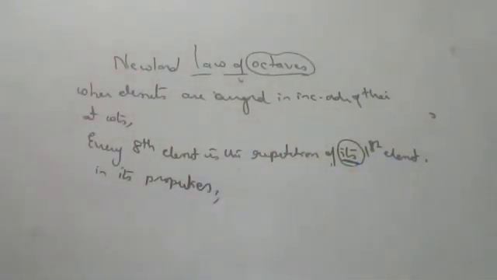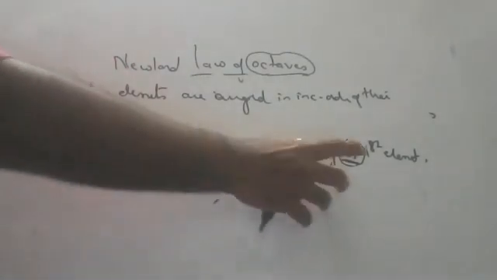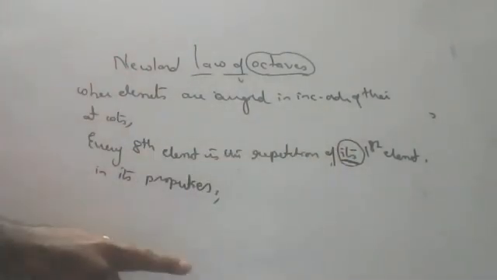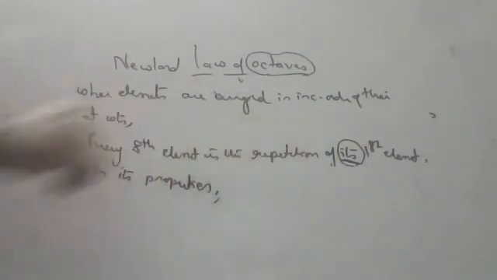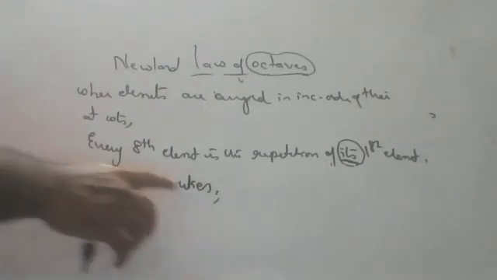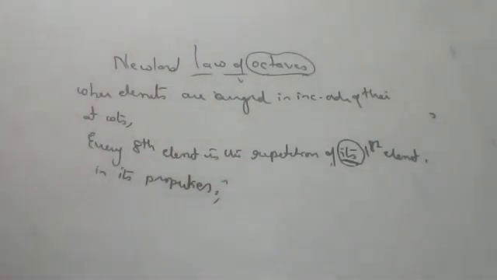All of you repeat the statement, children, in your mind. Every eighth element is the repetition of its first element. Because for 8, its first element is 1. For 9, its first element is 2. For 10, its first element is 3. So every eighth element is a repetition of its first element in its properties. This is the standard definition.